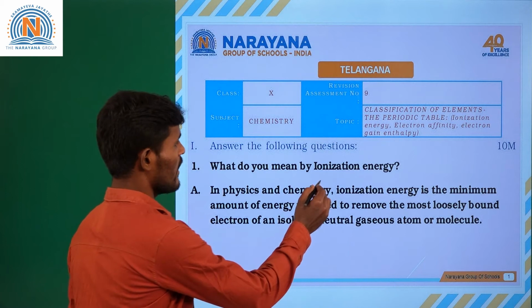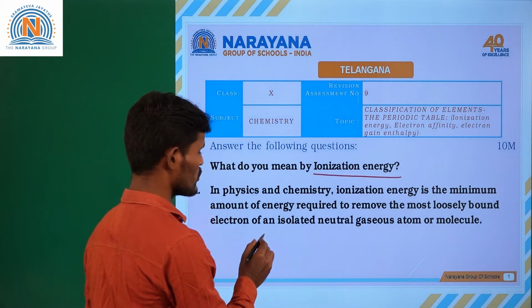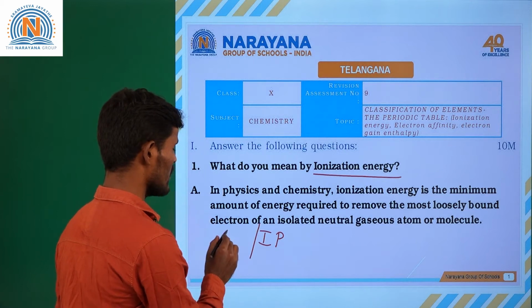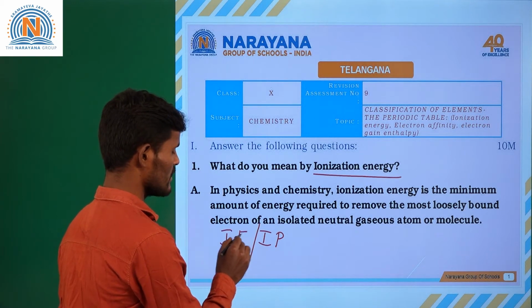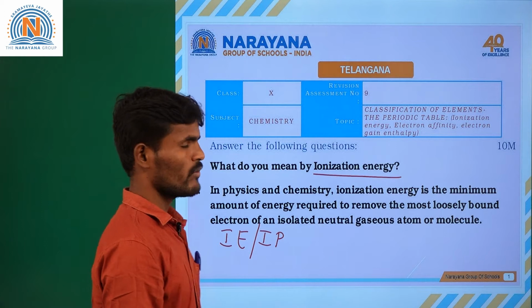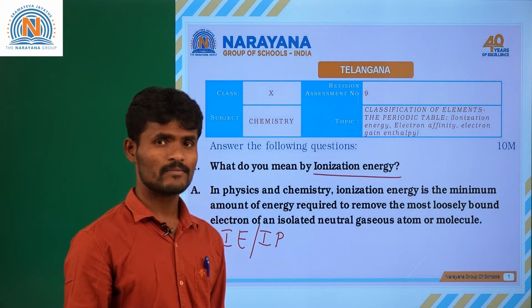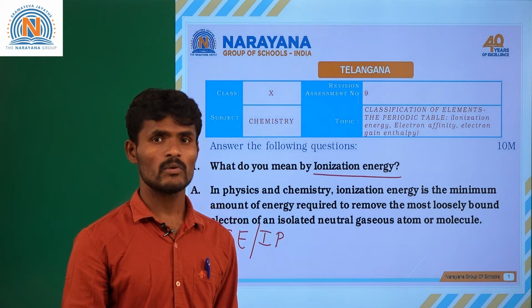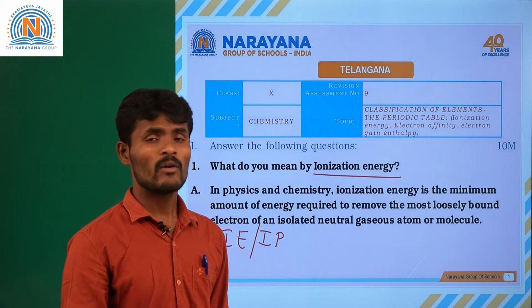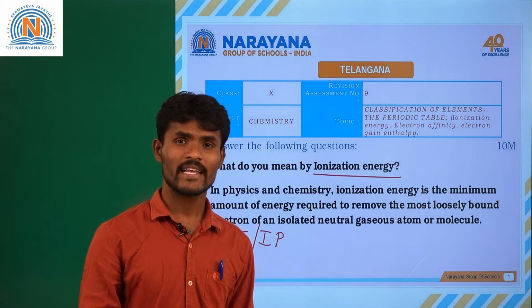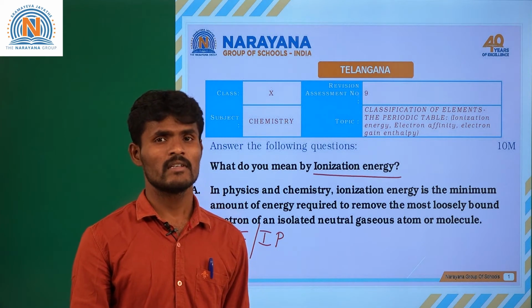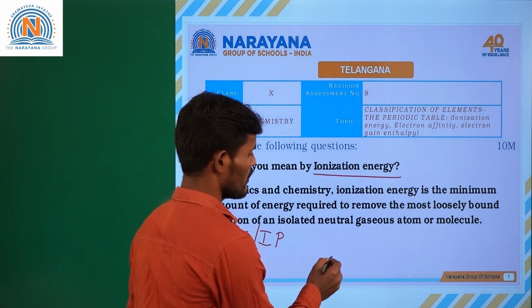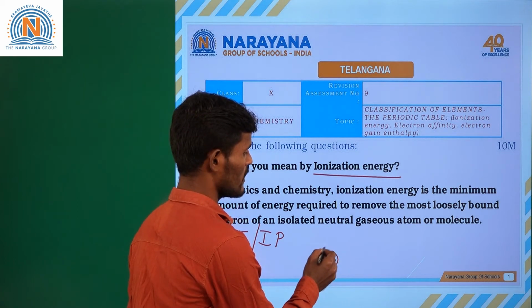Ionization energy is also called ionization potential. What do you mean by ionization energy? It is the minimum amount of energy required to remove an electron from an isolated neutral gaseous atom. For example, it is the nucleus.